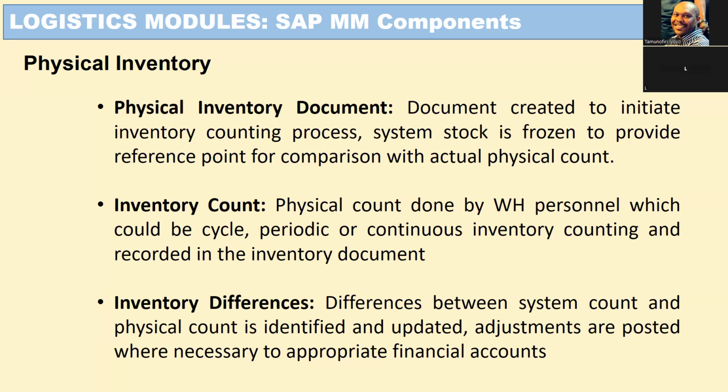Then we have the inventory count, which is a physical count done by the warehouse personnel, which could be cycle, periodic or continuous inventory counting, and recorded in the inventory document. We have the inventory differences as well, which basically show the difference between system count and physical count. Whatever differences there are, they are either updated or adjusted and posted, when necessary, to the appropriate financial accounts.